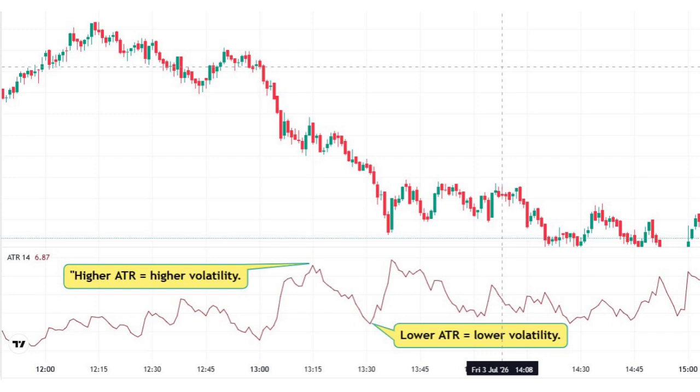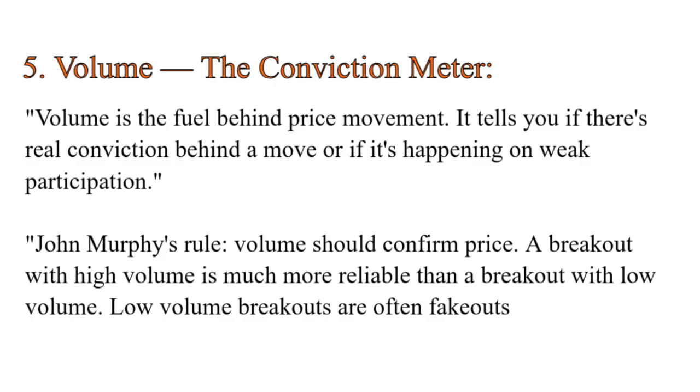Combine ATR with ADX and you get something powerful, the ADX-filtered ATR. This separates meaningful volatility expansion, where volatility grows in the direction of a strengthening trend, from choppy noise where volatility rises without direction. 5. Volume, the conviction meter.